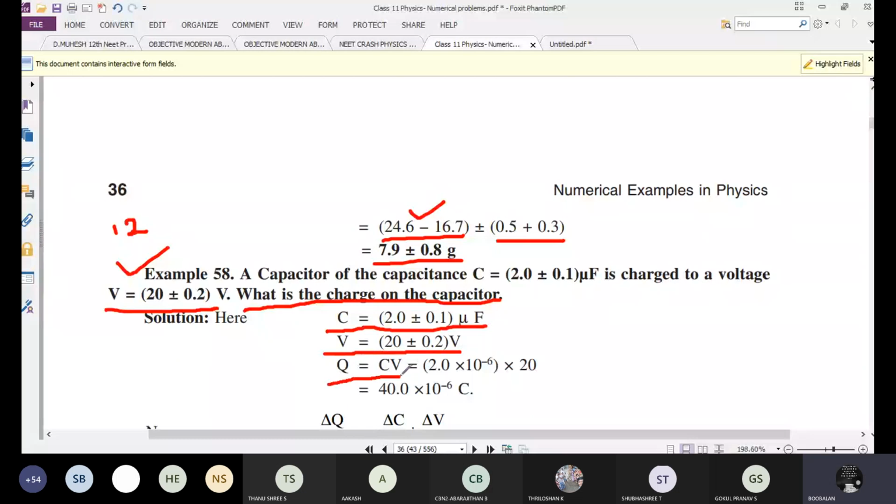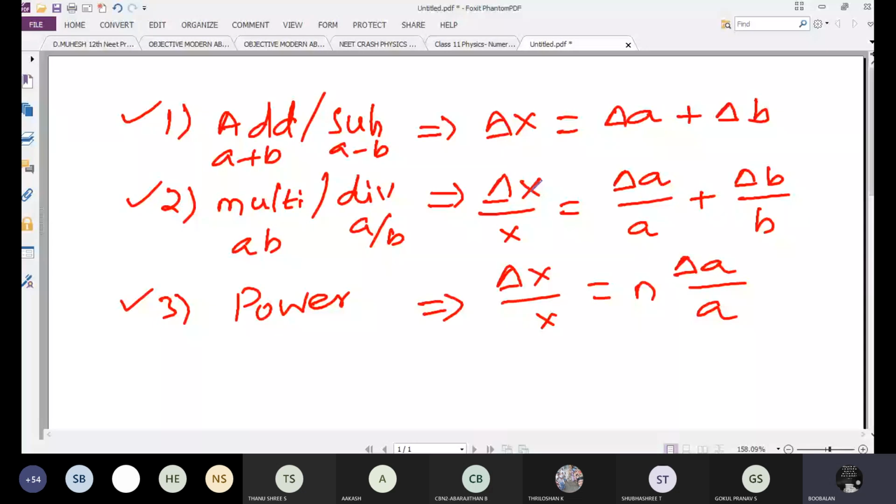For this lesson, you need to remember the formula based on class 11th, which is enough. So Q equal to CV. This is the relationship between charge, capacitance and potential. This looks like a product, multiplication. So what is the multiplication formula? del x by x equal to del A by A plus del B by B. So what is del A? It is the mean absolute error. A, true value. Del B, mean absolute error. B, true value.